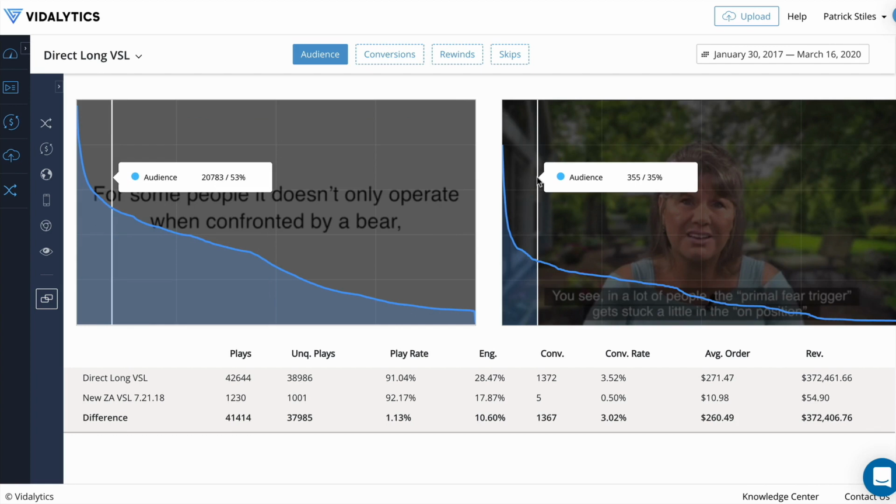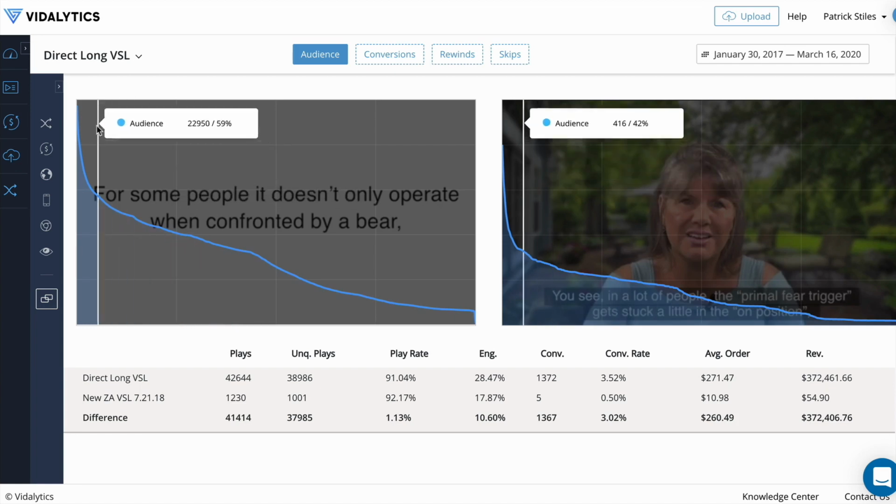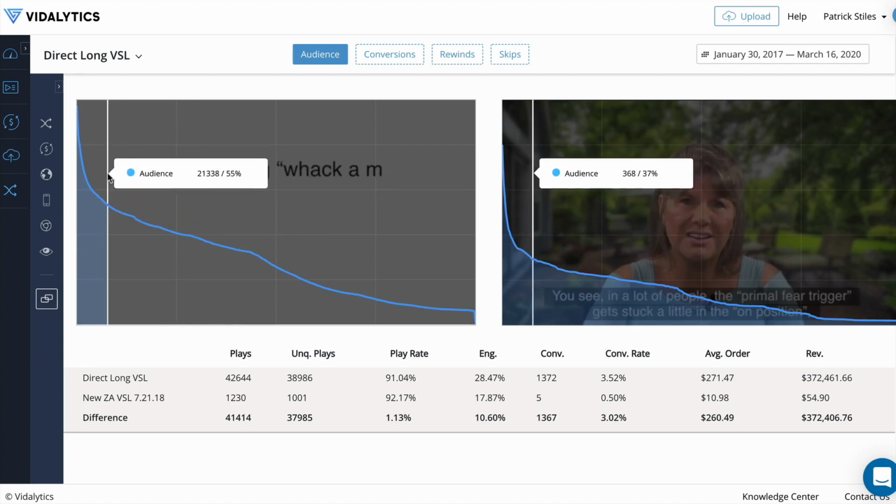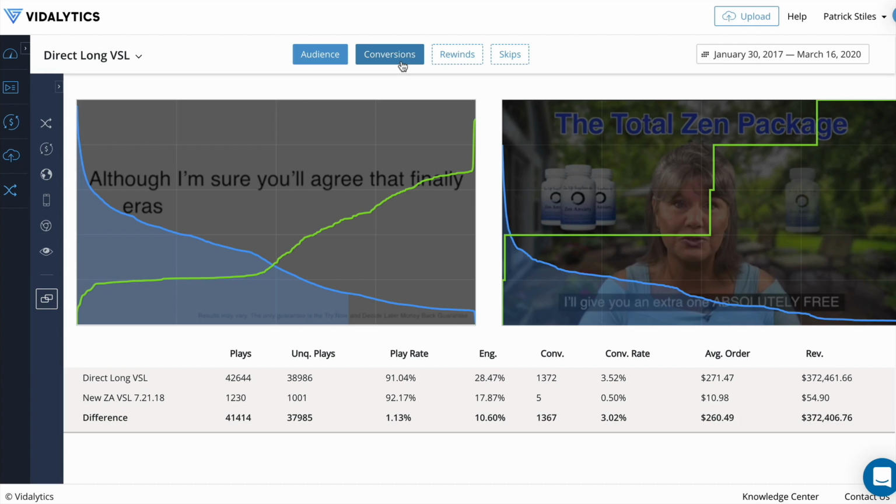So this is the real live split test that we did a little while back. And on the left, we have our control. So our video that ran for a long time, had tons of conversions, made plenty of money.